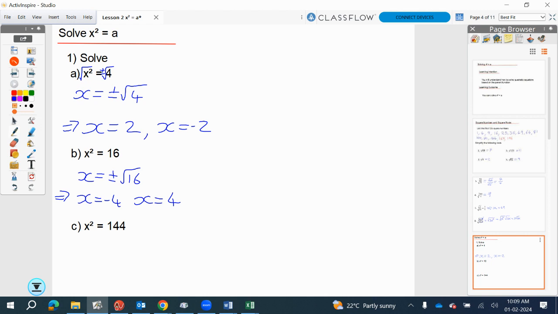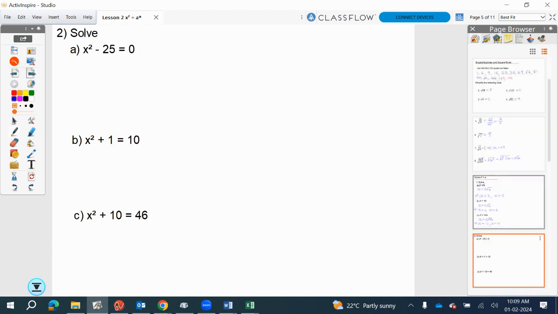All right, what do we get as our answer? We're going to square root both sides. We add the plus minus and we get root of 144. What are our two solutions? Correct. x is equal to 12 and x is equal to negative 12. All right, see if we can work out these ones.